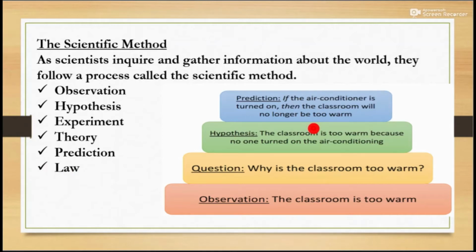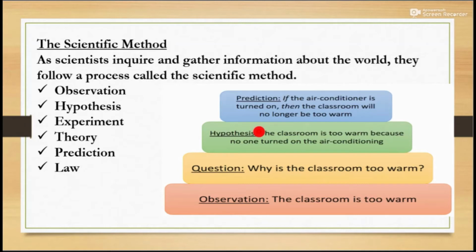Scientists inquire and gather information about the world. They follow a process called the scientific method. The process typically begins with an observation and a question that the scientist will research next. The scientist typically performs some research about the topic, then makes an educated guess, a hypothesis.